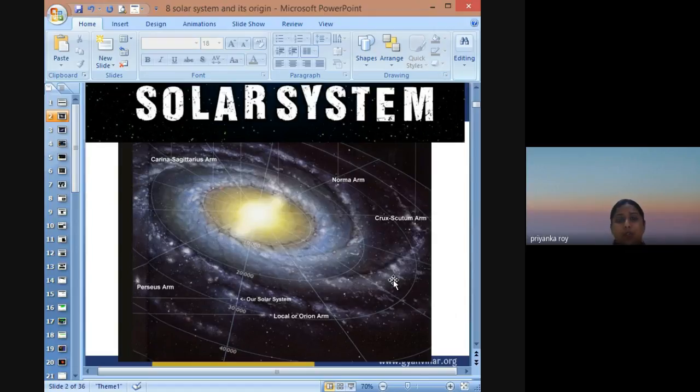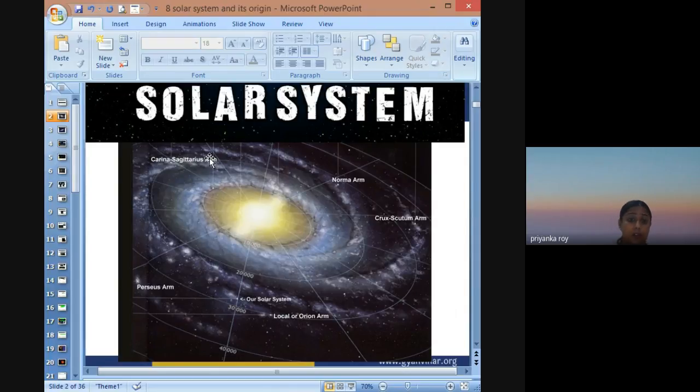All right, there are arms, like an octopus, coming out, and each arm is given a name, like the Perseus arm. Then on the Orion arm, we have our solar system. The arm of Orion, where we have our solar system, is called the belt of Orion. Then we have the Scutum-Centaurus arm, then the Norma arm, and the Carina-Sagittarius arm.